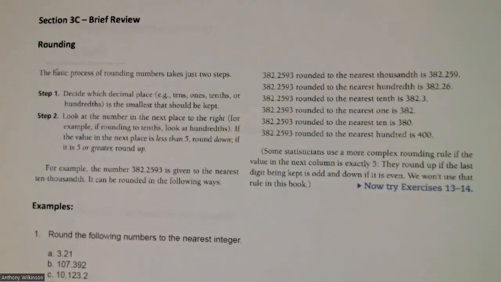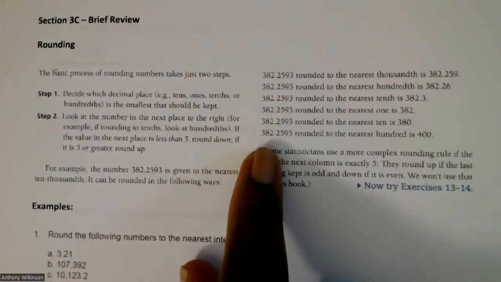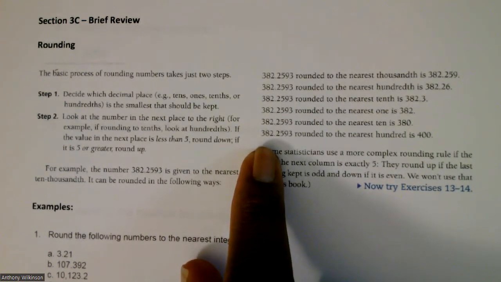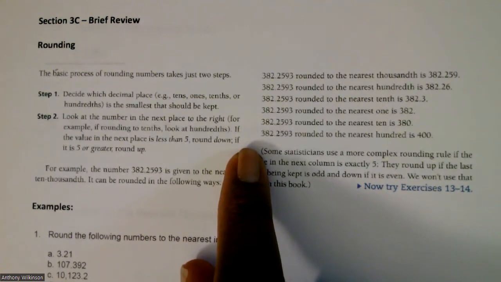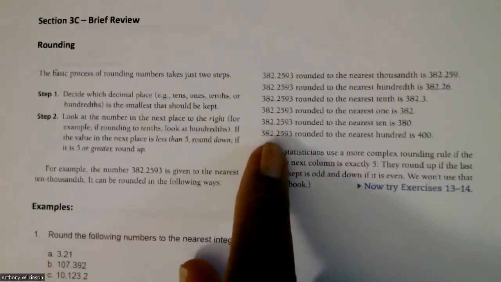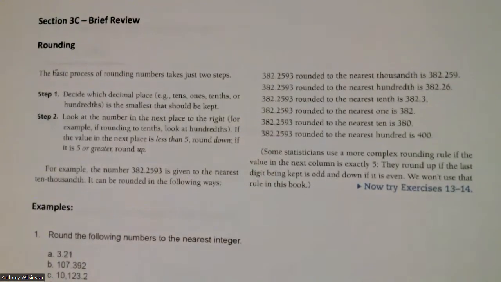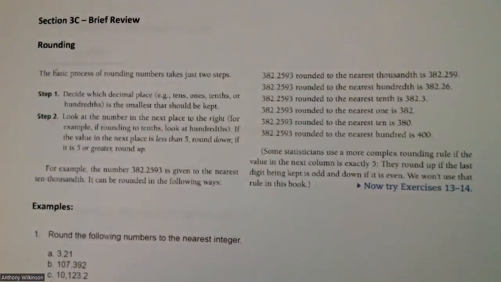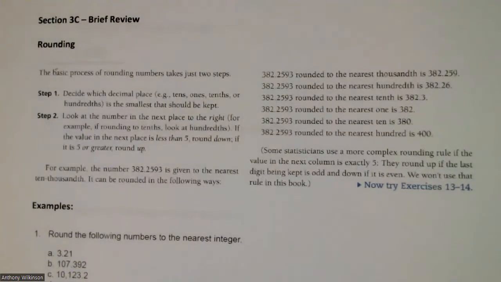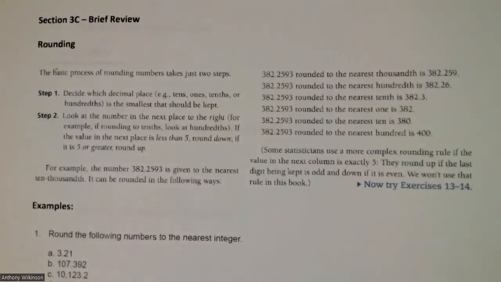And then to the nearest 100, the 3 is in the hundreds place. The 8 is the digit to the right of that, and that's bigger than 5. So that 3 will increase to a 4. The 8 and the 2 change to zeros, and we drop the digits after the decimal point. So 382.2593 to the nearest 100 would be, in this case, 400.